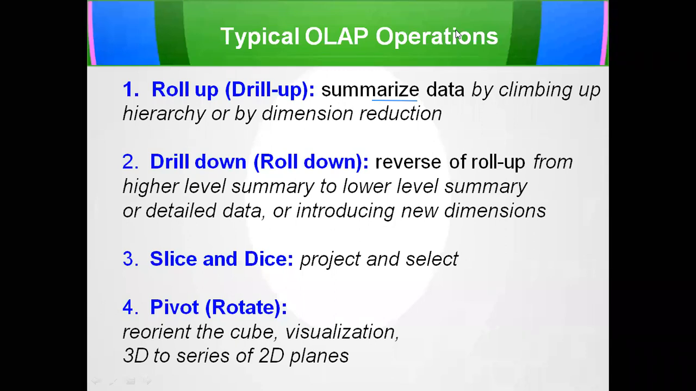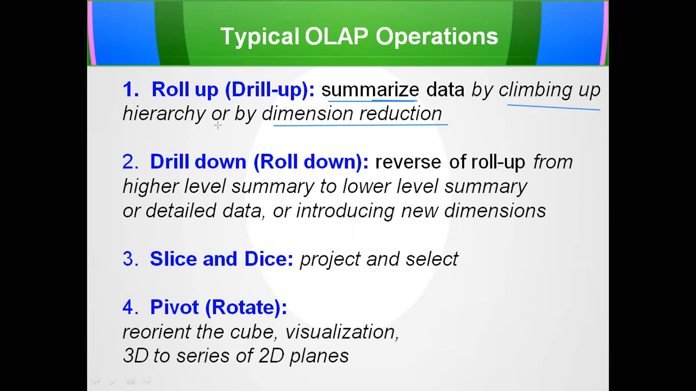Then your drill down operation. What is roll up operation here? Roll up operation is used to retrieve the summarized data, right? My cube will have already summarized data, but if you want to retrieve more summarized data, then you can use the roll up operation. So this summarized data you will retrieve by climbing up the hierarchy or by dimension reduction, right? So with one example we will see in the next slide how roll up operation works.